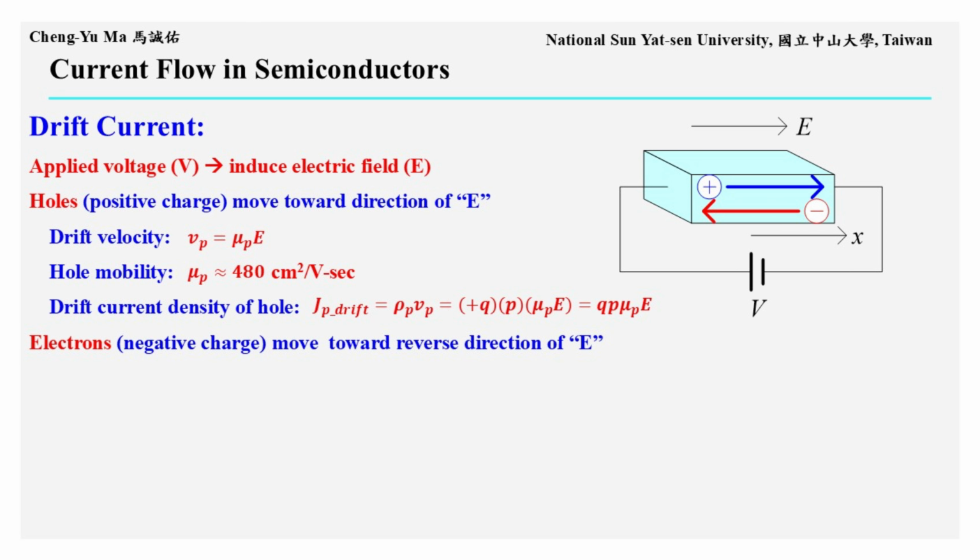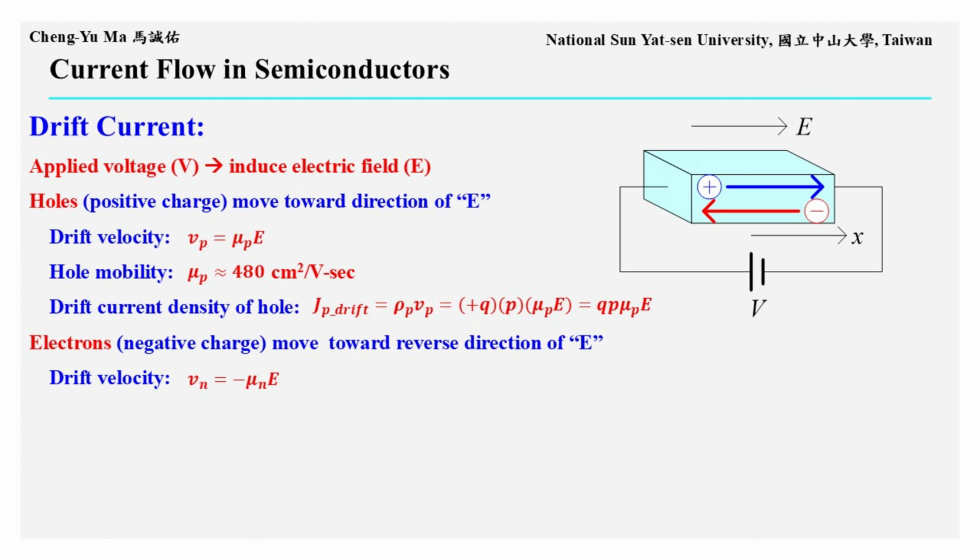After obtaining the hole drift velocity, we can obtain the hole drift current density. This current density is the amount of moving charge per unit volume multiplied by the velocity in the direction of motion. This gives the charge flow per unit area in that direction, which is the current density. Therefore, the hole current density is ρP multiplied by Vp. The volume charge density of holes is the number of holes per unit volume, which is the hole concentration P, multiplied by the charge of each hole, plus Q. Since drift velocity equals mobility multiplied by electric field, the hole drift current density is Q times P times mu P times E. Similarly, let us look at electrons.